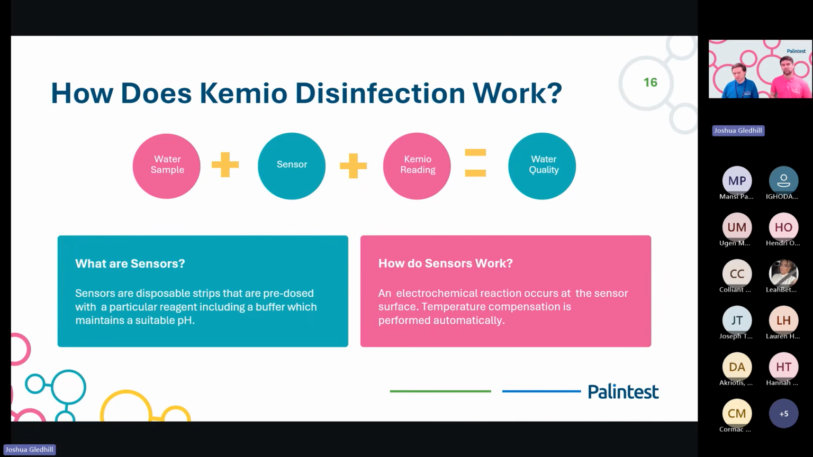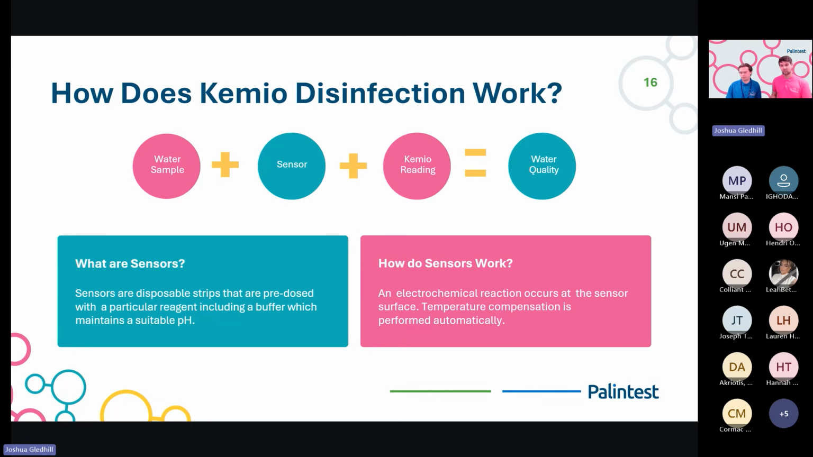So how does Kemio disinfection work? Simply, you take your water sample, as I just articulated, you add a sensor, you add the Kemio reading, and that will give you the water quality parameter, the testing information that you need for whatever you're looking for. When we talk about sensors in the Kemio sense, we talk about it specifically as a disposable strip that's pre-dosed with the reagents. That's really clear to understand because there are a multitude of sensors out there. There are reusable ones, there are electronic ones, etc. When we talk about a sensor with Kemio, it's a small disposable strip that is pre-dosed with some reagent.